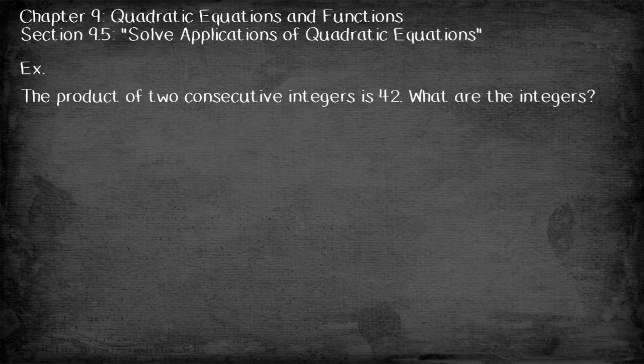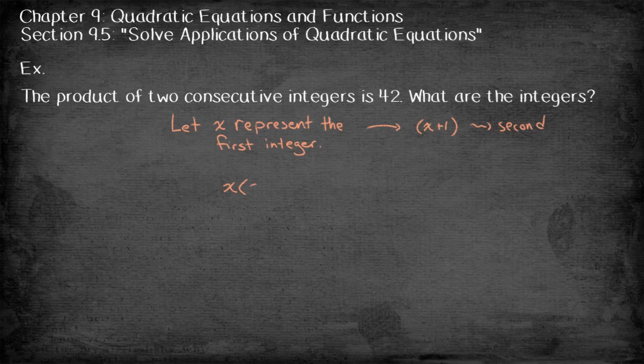Well, what I'm going to do then is name the quantity that I'm looking for. So we're going to let x represent the first integer. We could name the second integer something else, but since we know that they're consecutive, the second integer is going to be represented by x plus 1. All right, now what do we know? We know that their product is 42. So let's take x times x plus 1, and we know that that is equal to 42.